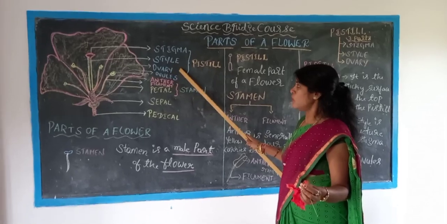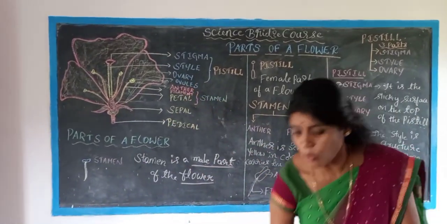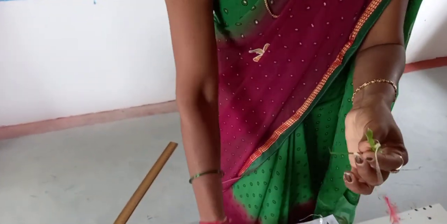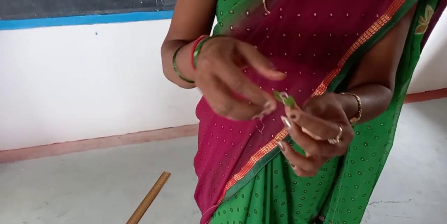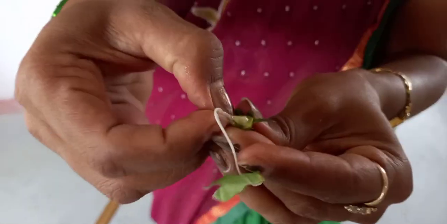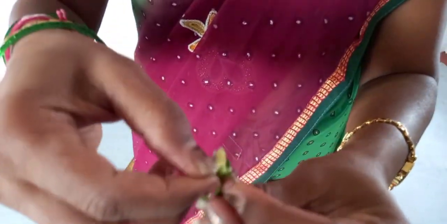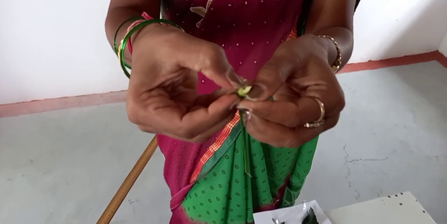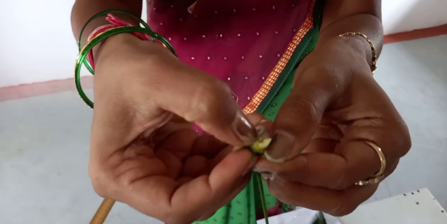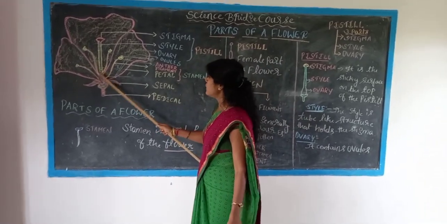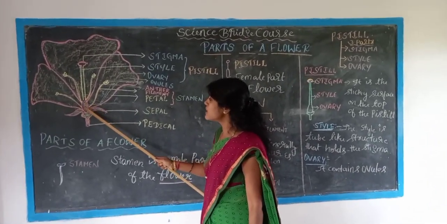What is there inside the ovary? I will show by dissecting this ovary. See here, this is an ovary. Inside the ovary, there are ovules. See this small round-like structure; these are called ovules. Ovules are present inside the ovary.